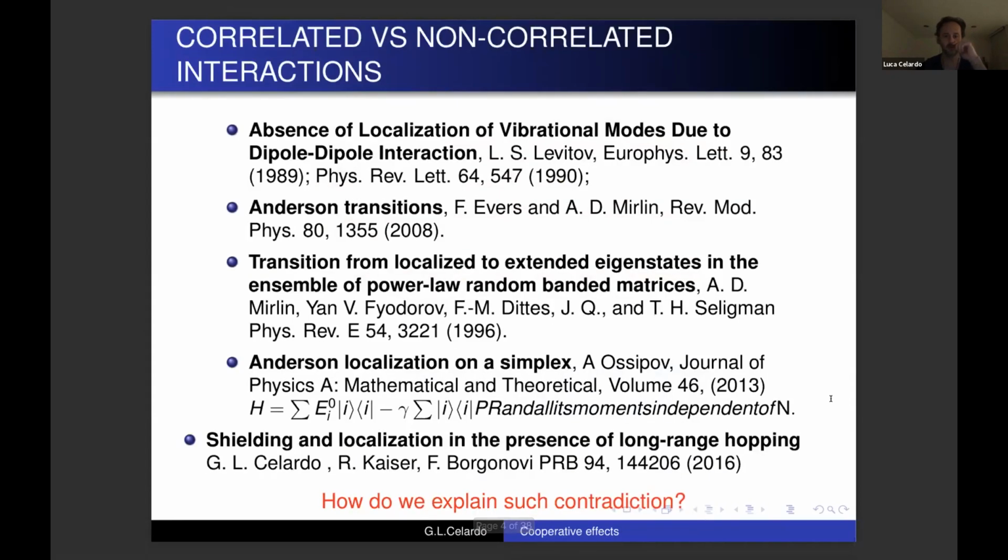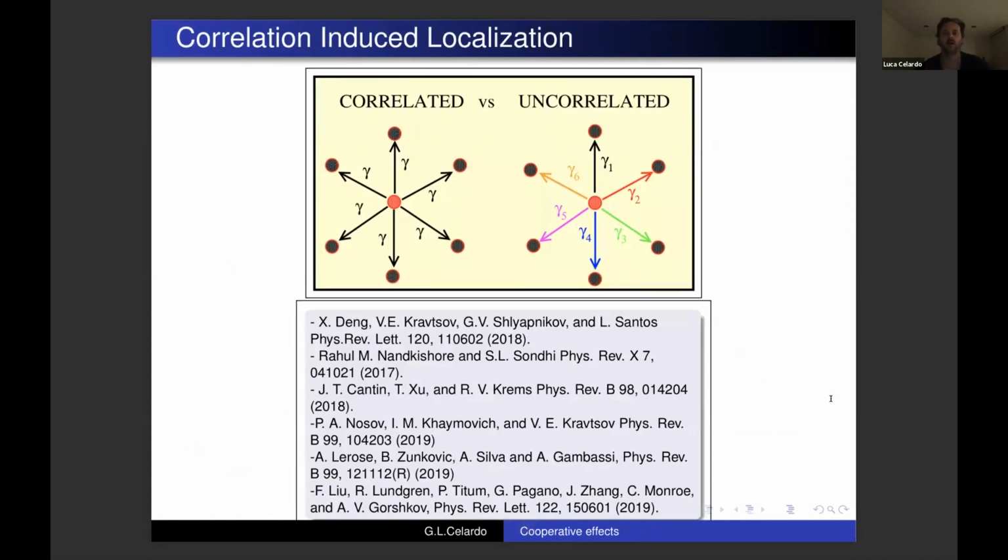But before talking about the shielding, there is another issue I want to address. The key difference between the previous work and the later work on the relation between long range and localization is that in the previous work, they considered uncorrelated long range interactions, meaning that the hopping could be random from one particle. Say this particle can jump to these sites, and these hopping amplitudes are randomly distributed. In this case, when the hopping is uncorrelated, you destroy localization. On the other hand, when the hopping is correlated, we will see we have cooperative shielding and signatures of localization can be preserved.